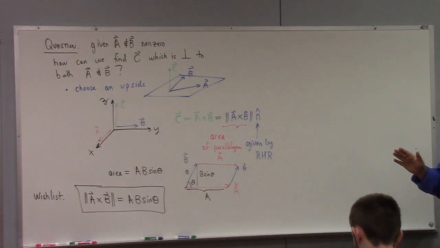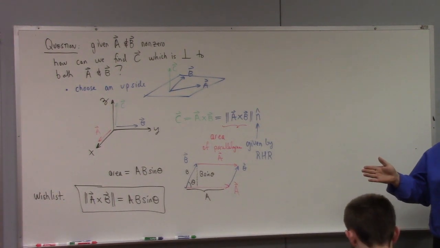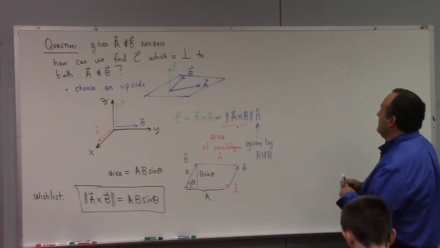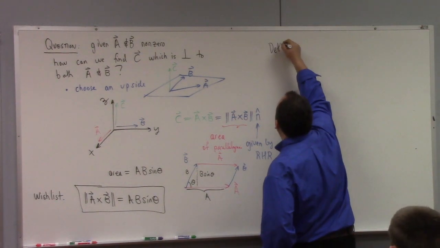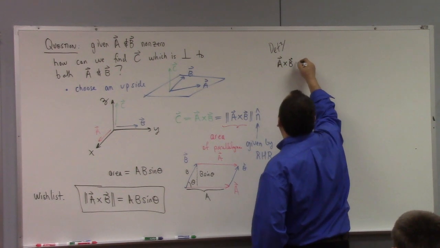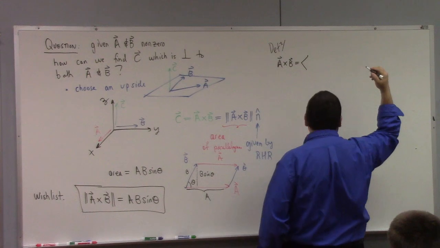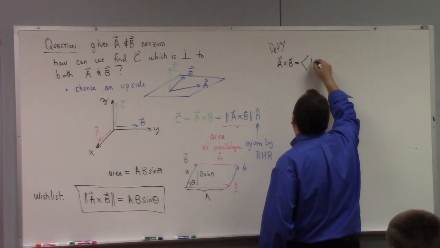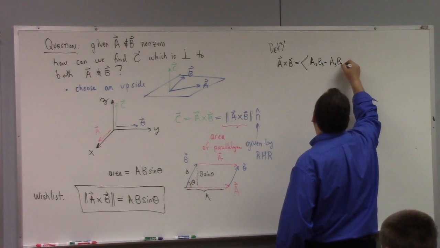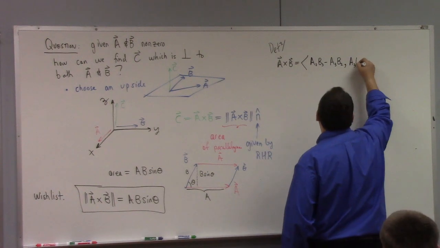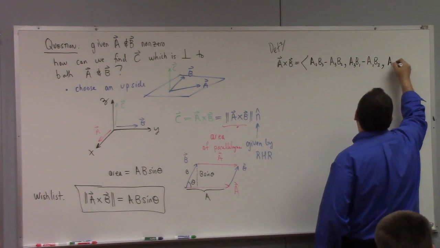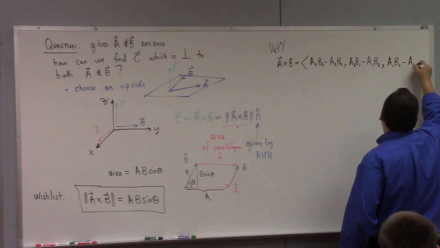All right, so what's the formula that does this? What satisfies these criteria? Here it is. This is the formula. So the definition: A cross B is equal to, here we go, (A2 B3 minus A3 B2, A3 B1 minus A1 B3, A1 B2 minus A2 B1).